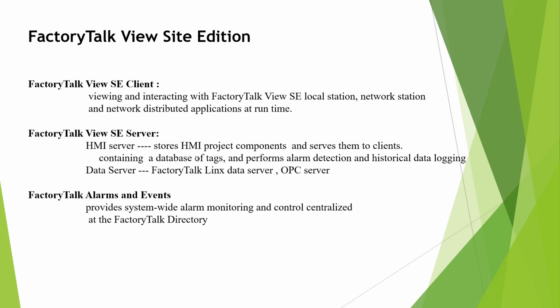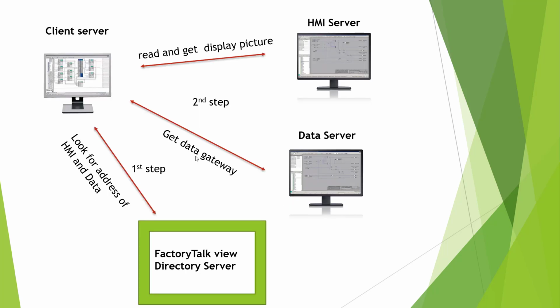Third one is FactoryTalk Alarms and Events. It provides system alarm monitoring and control at the FactoryTalk Directory. Okay, this Site Edition has 3 things: client, servers, and alarms and events. So today we just talk about SE network station.